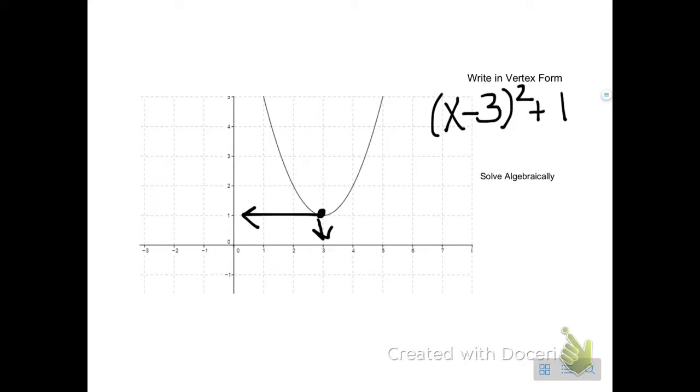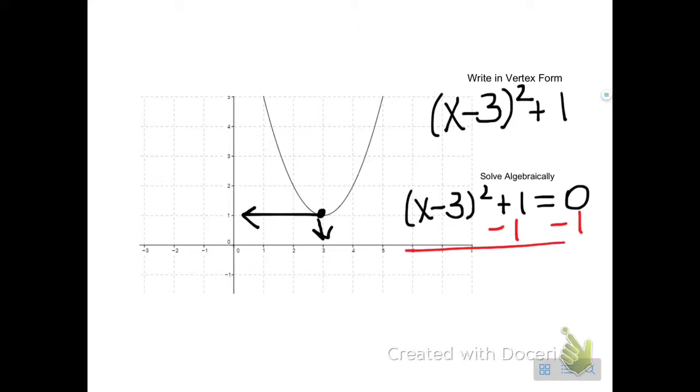So if I want to solve that algebraically, I would say x minus 3 squared plus 1 equals 0. Now I want to use my algebra just like we did the other day, and I want to subtract 1 from both sides. Notice my 1's cancel on the left. That gives me x minus 3 squared equals 0 minus 1, which is negative 1.